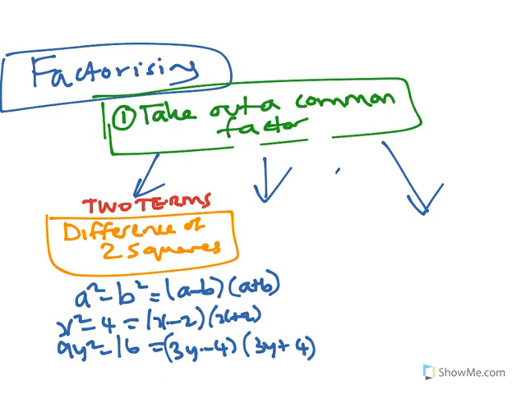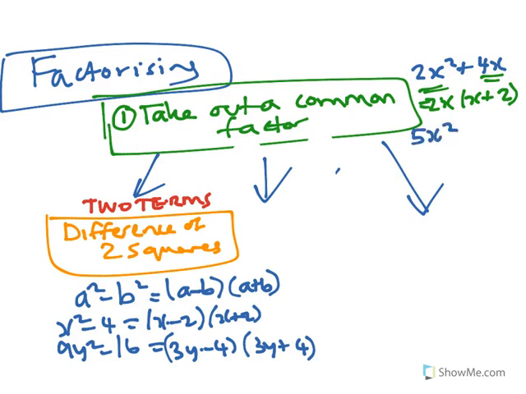Okay, just the common factor one too. I probably should have done some of that. 2x squared plus 4x. So you look for what goes into that one and that one. So you get 2x, and then 2x times x is 2x squared, and 2x times 2 gives you 4x.